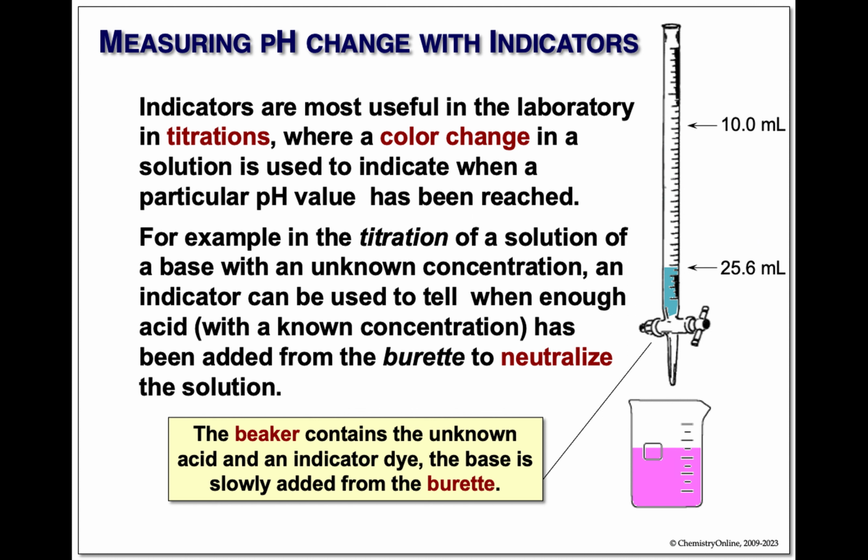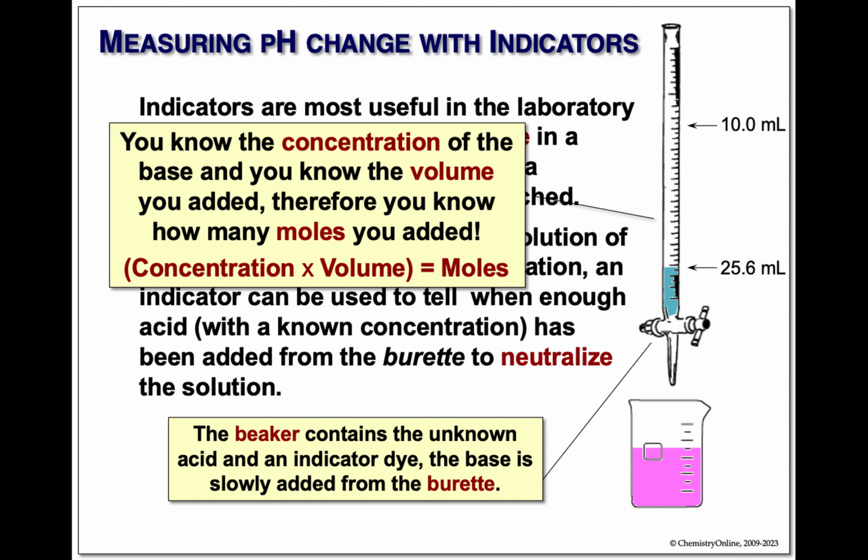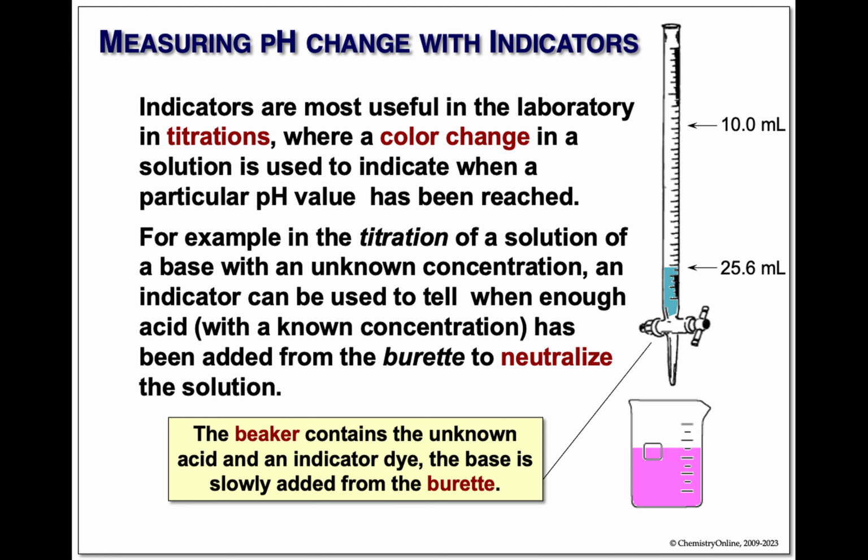Well, we know the volume that we added. We know the concentration of this stuff, because this was a known solution. Concentration times volume is moles, so you know exactly how many moles you added, which must equal the number of moles of acid that were down here. Nice, simple titration. Allows you to take an unknown and a known solution and figure out the concentration of the other.